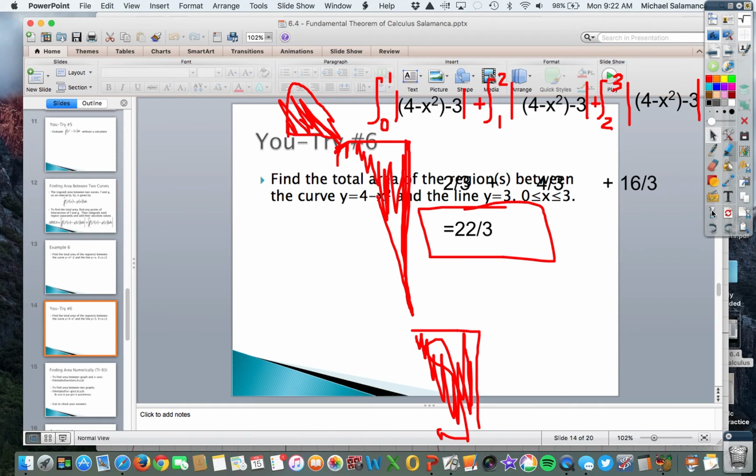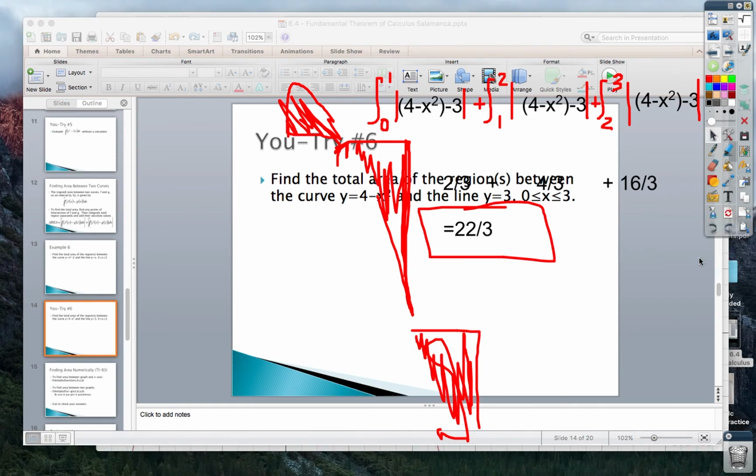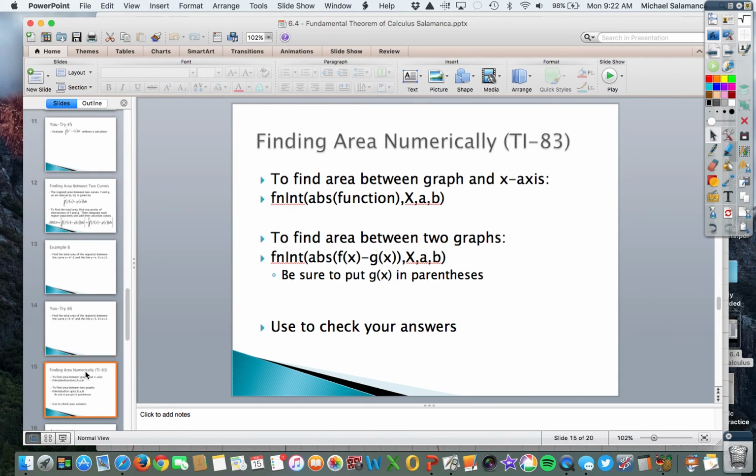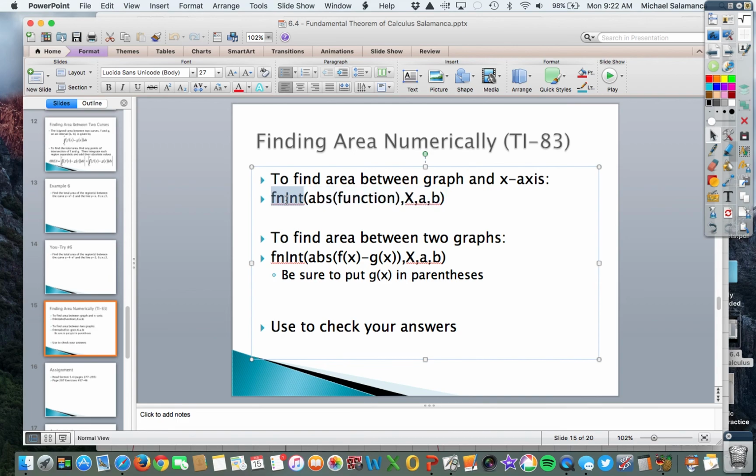I've shown you how to do this on the calculator, but just in case you forgot, if we need to find the area numerically, you're going to punch this into your calculator. This is where you press the math button on your left hand side and scroll down to where it says fnInt, like it says here, and you're going to type in the absolute value of the function, comma x, comma a, b if you're using 83s. 84s will look exactly like you see it or how you wrote it down. To find the area between the two graphs, notice we have the absolute value and f of x minus g of x in the same parentheses. Otherwise, it's not going to be correct.